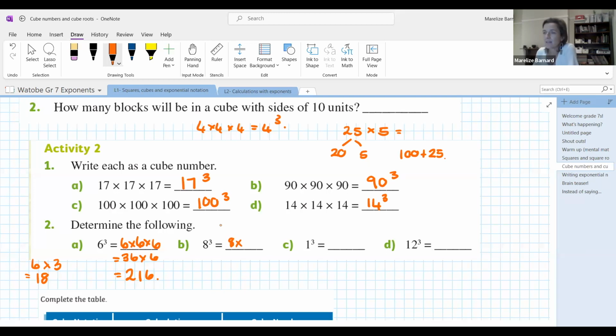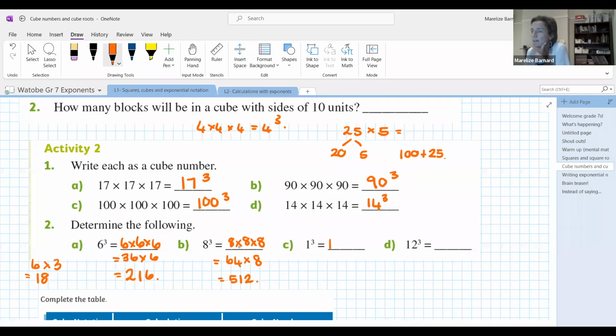8 cubed is 8 times 8 times 8. So what is that? 8 times 8 is 64, and then we times that by 8 again. What do we get? Some people are putting answers in the chat. Let's get some more answers from other people. 64 times 8. 512. Good stuff.